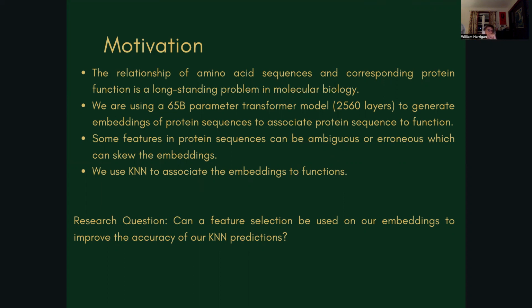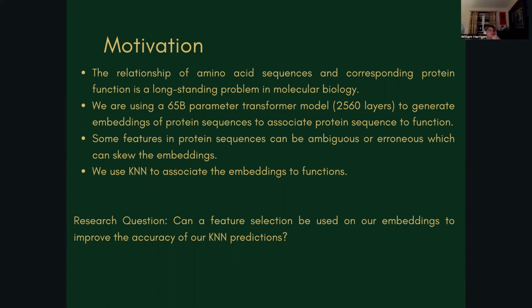So we're using a 65 billion parameter transformer model with about 2,500 layers. Essentially what we're doing is taking protein sequences and inputting them into this transformer, and these transformers have been shown to have really strong accuracy at outputting embeddings of protein sequences that correspond to their function or taxonomy or whatever.